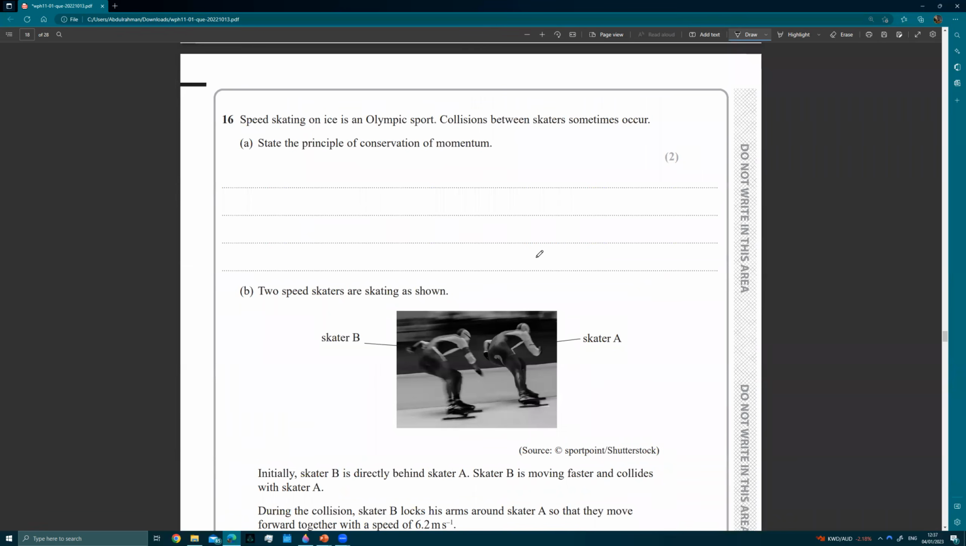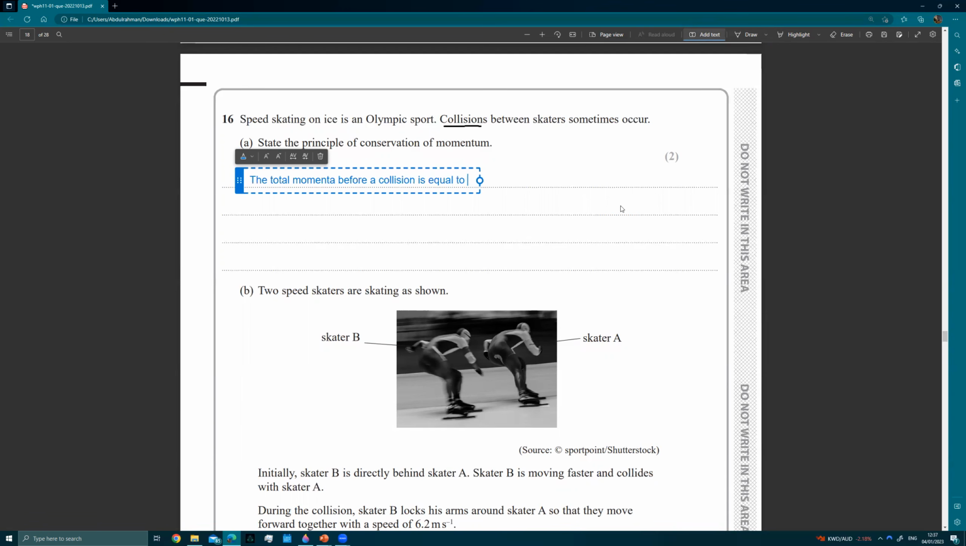Speed skating on ice is an Olympic sport. Collisions between skaters sometimes occur. State the principle of conservation of momentum. You memorize this to be: the total momentum before a collision is equal to the total momentum after a collision.